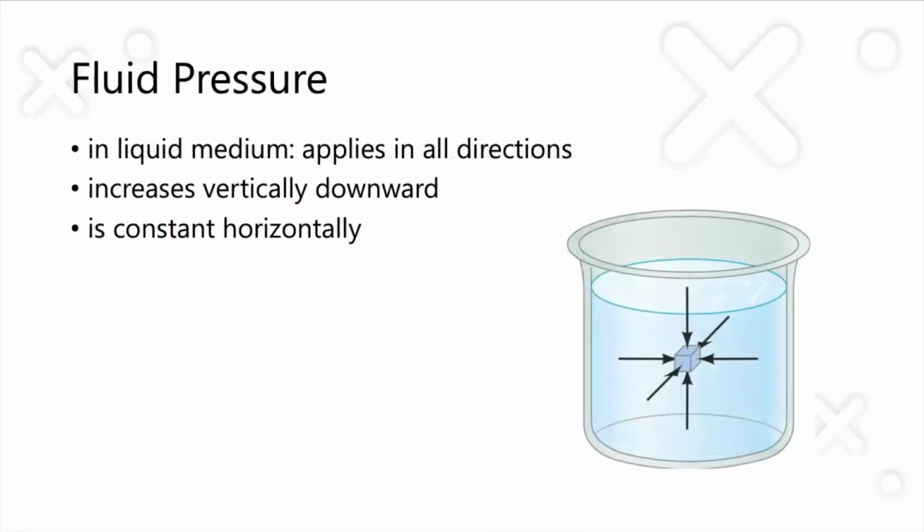If we now have a closer look at fluid pressure, we first have to emphasize that fluids do not have a definite shape. So the pressure in fluids applies in all directions, as you can see here in the picture. And in fluids, the force that is exerted on a certain area equals the weight, and the weight is determined by the amount of fluid that is above the object. So we can conclude that pressure increases vertically downward since the amount of fluid, and so the weight, increases. But the pressure is constant on the horizontal axis since there is no change in the amount of fluid.